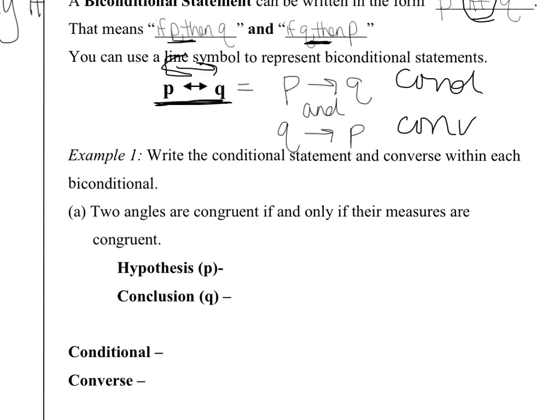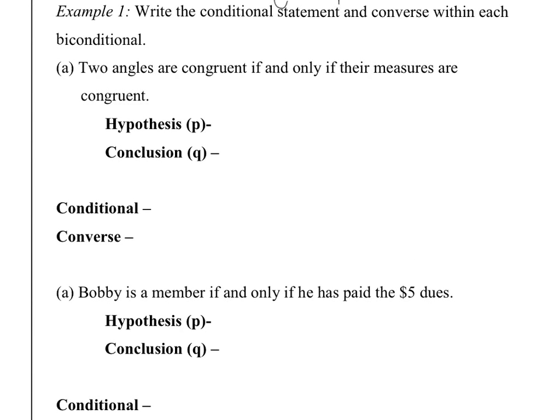Okay, so for the first example, I've given you a biconditional, and you are going to separate it into its pieces. But one thing I want to change here, I want to change that last one to equal. Okay, so two angles are congruent if and only if their measures are equal. So while we get used to this, I'm going to ask you to pull out the two parts, the hypothesis and the conclusion, before you write your statements. Once you get good at that, you don't have to do this step anymore, but we're just still learning.